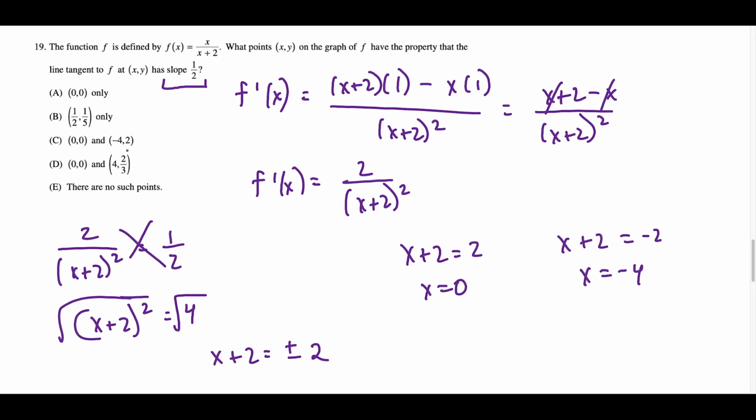Now right away, I see an answer where we have a 0 and a negative 4 in the x spot, but just to be 100% sure, what I would do is say, what's the y value when I plug in x equals 0 to my original function? And I'd have 0 divided by 2, which is equal to 0. And then I also have, for this one here, what is my y value? I would have x equals negative 4 up top, and I would have negative 4 plus 2, which is negative 2 on bottom, and this works out to positive 2. So notice I have 0, 0, and I also have negative 4, 2, which corresponds to choice C.